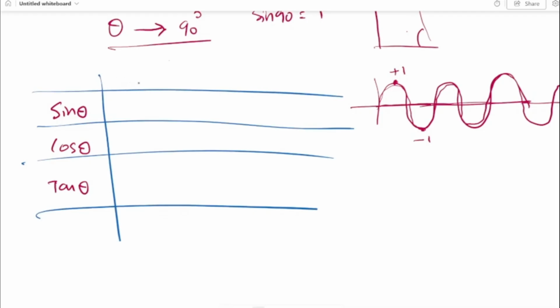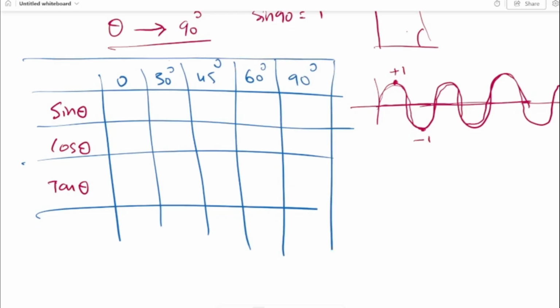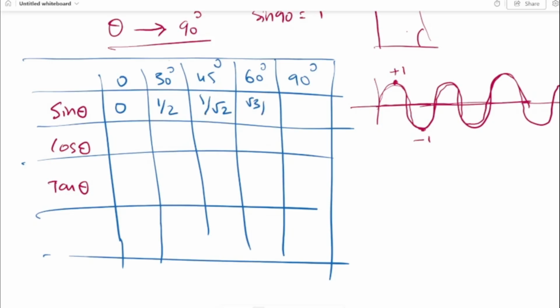These are the angle values in degrees: 0, 30 degrees, 45 degrees, 60 degrees, 90 degrees. Sine 0 is 0. Sine 30 is half. Sine 45 is 1 by root 2. Sine 60 is root 3 by 2. Sine 90 is 1. Cos typically is backwards.